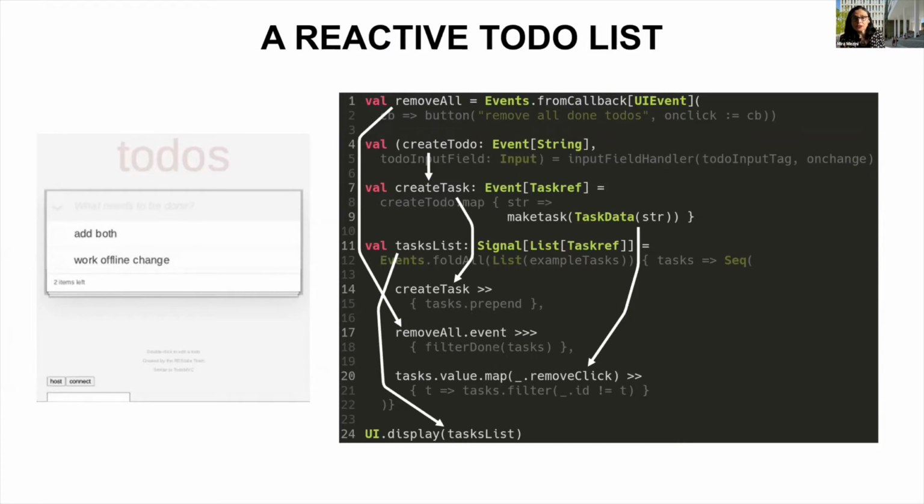Now, values can be used to define other values. This is depicted here by the white arrows, like remove all is used in the definition of task list, or create to-do in the definition of create tasks, and so on and so forth. And these white arrows depict also change paths. So whenever remove all changes, task list is brought up to date automatically. And the same thing here, whenever task list changes, the display is refreshed, and there are no callbacks here. So the execution is kind of sequential.